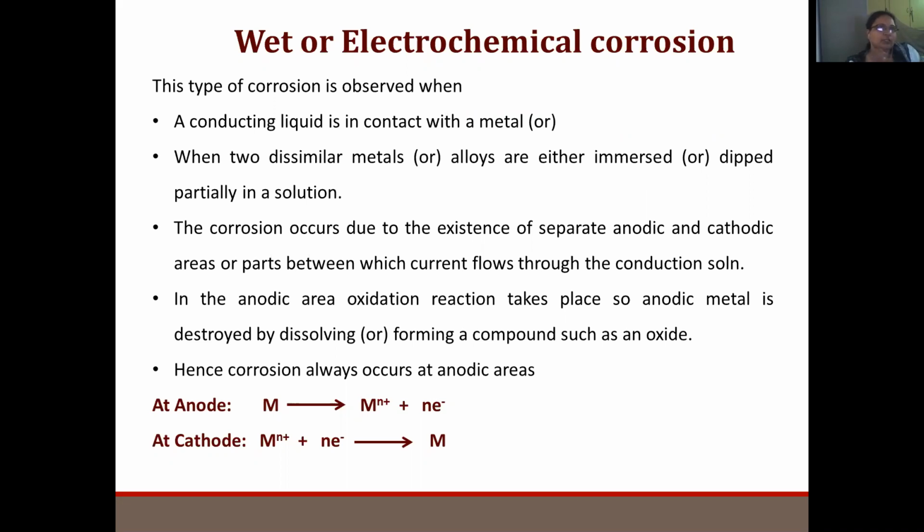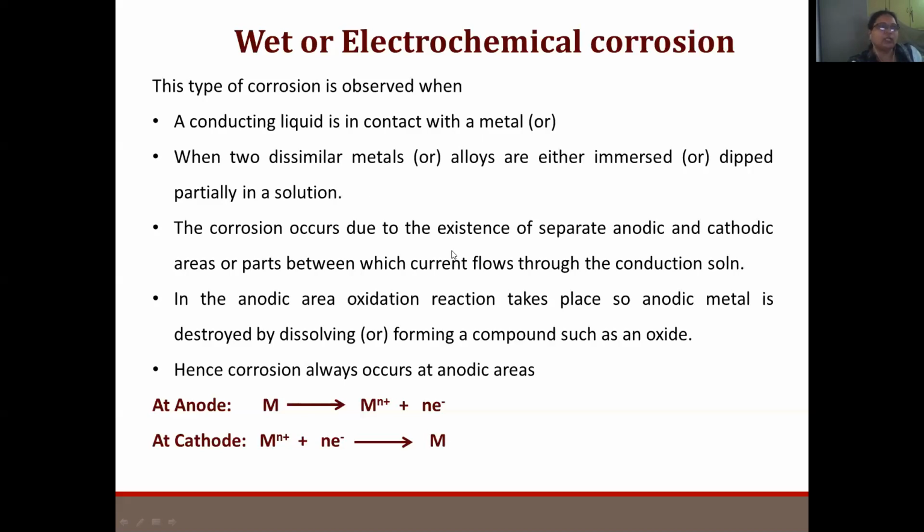And electrochemical corrosion, so it is by the electrochemical process. So there is a conducting liquid in contact with the metal, or when two dissimilar metals or alloys are either immersed or dipped partially in a solution, this type of corrosion takes place.